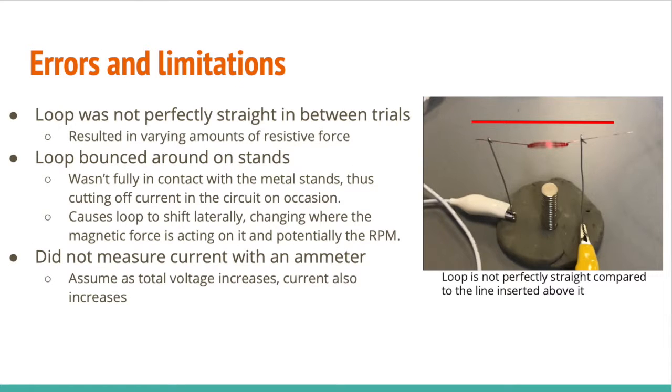One of the errors and limitations with our setup was that the loop was too big to fully support itself, which would lead to it having a harder time rotating. Another error was that the loop would wobble around on the stands, which would lead to the current being cut off when it shouldn't have. We also didn't measure the current with an ammeter, which would have given us a more accurate correlation between current and magnetic force.